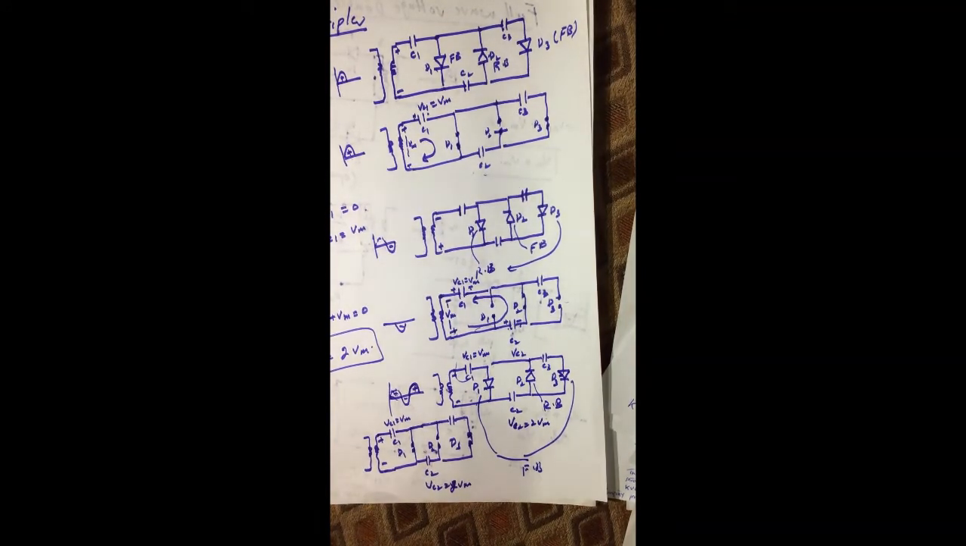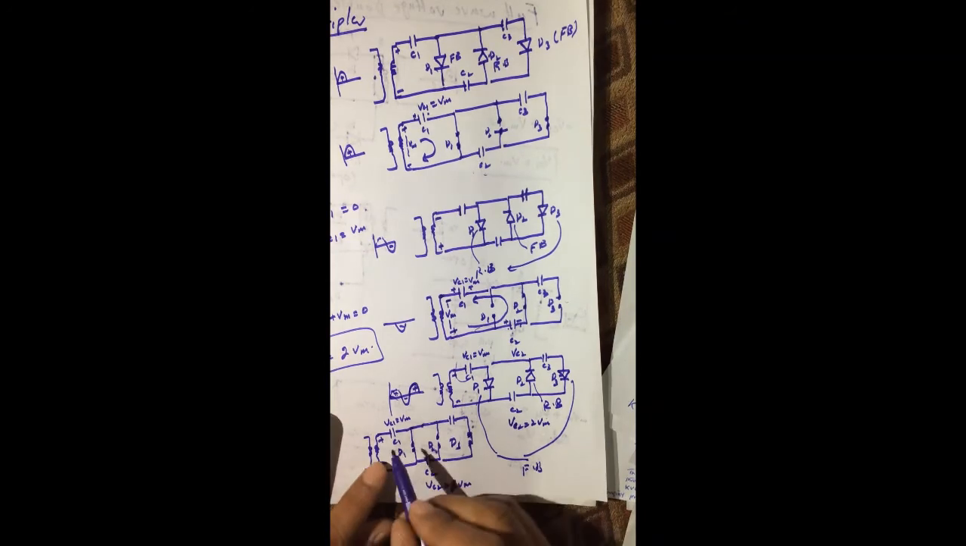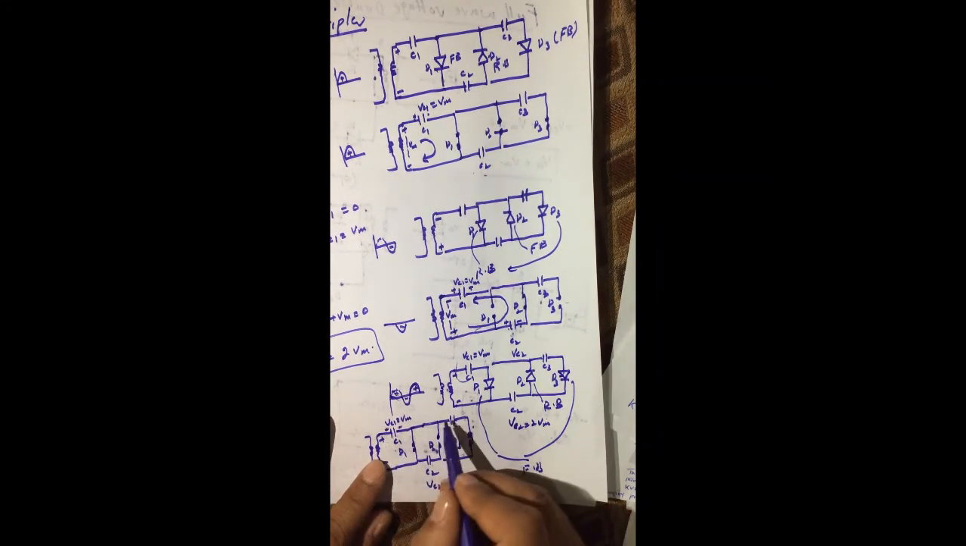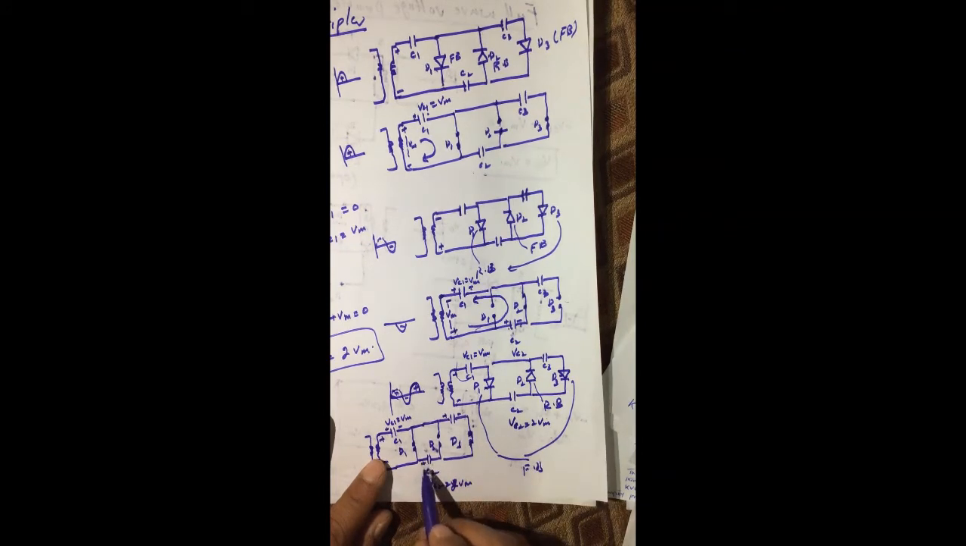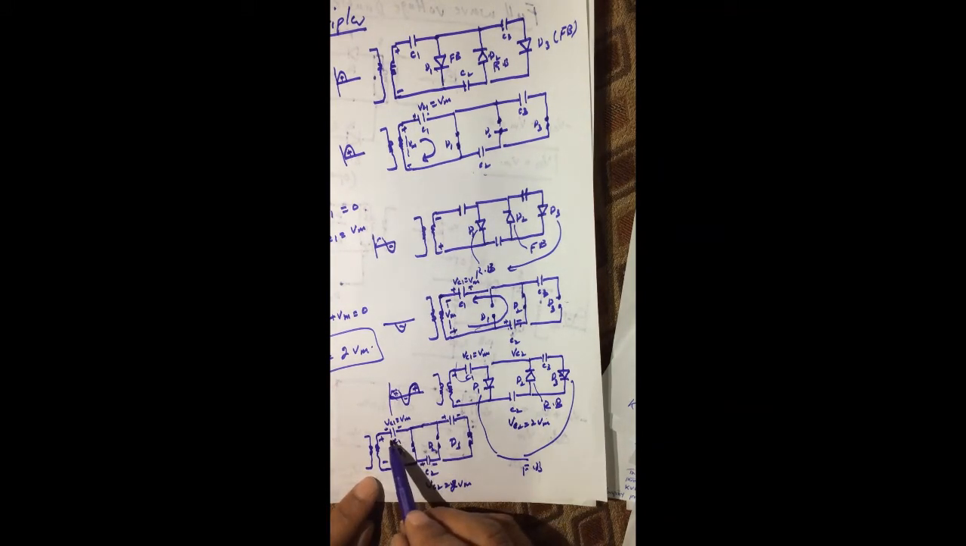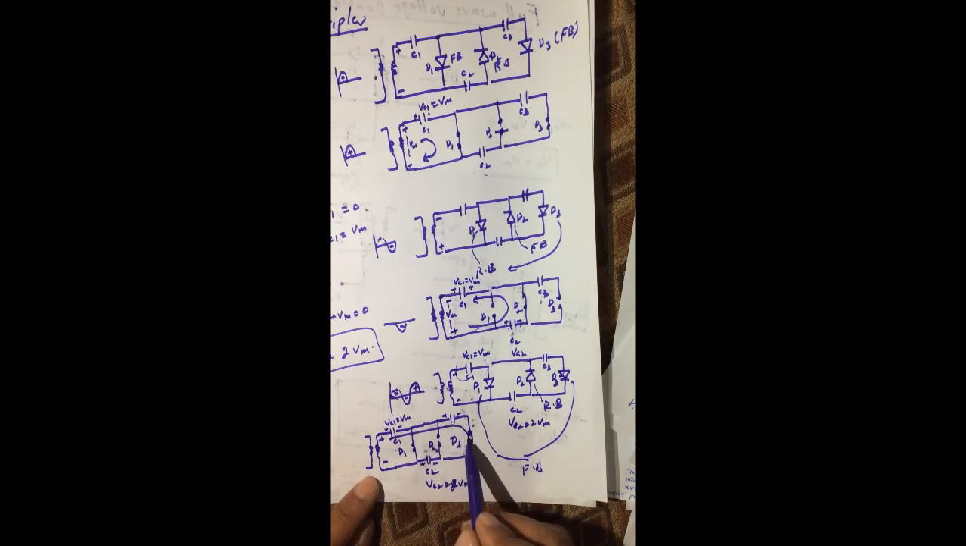Here we have, if this is positive, this will be negative, and this will be positive, this will be negative, this will be positive, this will be negative. Now the current flows from positive to negative terminal in this way.